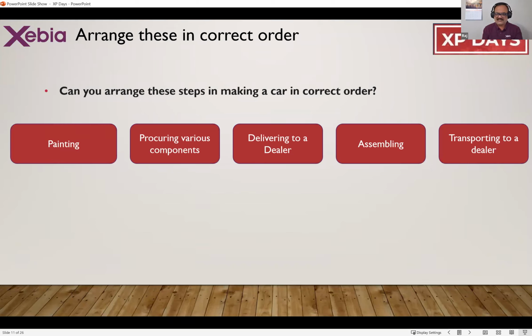This is from a manufacturing plant, how they make a car, okay? So you can tell now, directly you can tell, which is the first step in this. Is it painting or procuring or delivering or assembling or transporting? Which is the first step? You can talk or type.